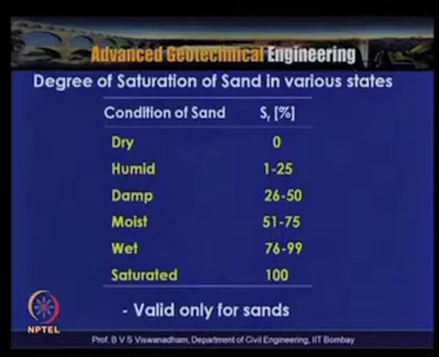So, this particular slide shows a typical variation of degree of saturation for sands. This is strictly for sands. Based on the condition of sand, if it is dry, the degree of saturation is equal to 0; humid, 1 to 25%; damp, 26 to 50%; moist, 51 to 75%; wet, 76 to 99%; saturated, 100%. That means that this is the degree of saturation. If it is 100, then we can say that the sand deposit is completely saturated.